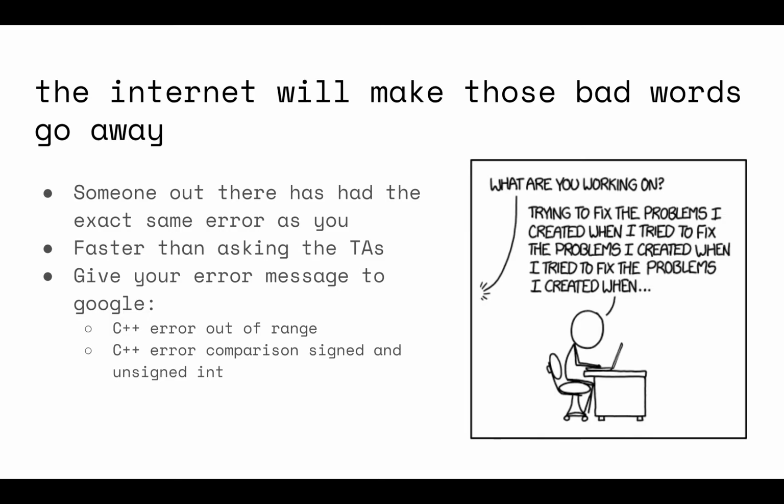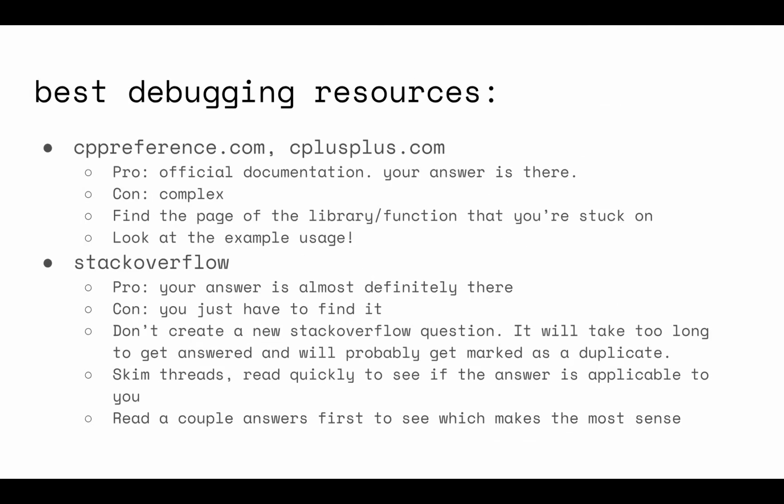Kind of the general strategy is just give your error message to Google. With error messages, there's a lot of junk and details, so try to just pick out the keywords in the error message. So C++, error, out of range, error, comparison, signed and unsigned int. Best resources, we talked about them earlier, but C++ reference and Stack Overflow are your go-tos. Those are probably going to be top results anyway.